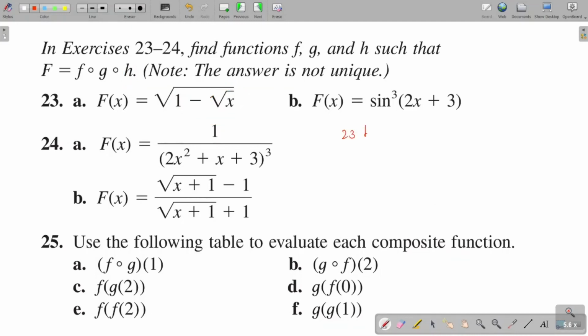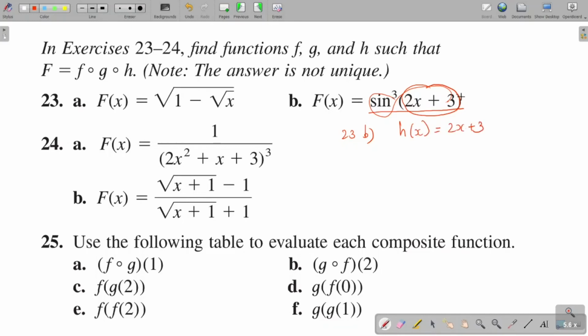Then 23b, sine cube of 2x plus 3. You have to express this as f composite g composite h. So first you will consider this 2x plus 3. When you are asked to find F of x, you will first find 2x plus 3. Then you will find the sine of that quantity. Finally, you will take the cube. So you have to define h of x, the last function, as 2x plus 3.